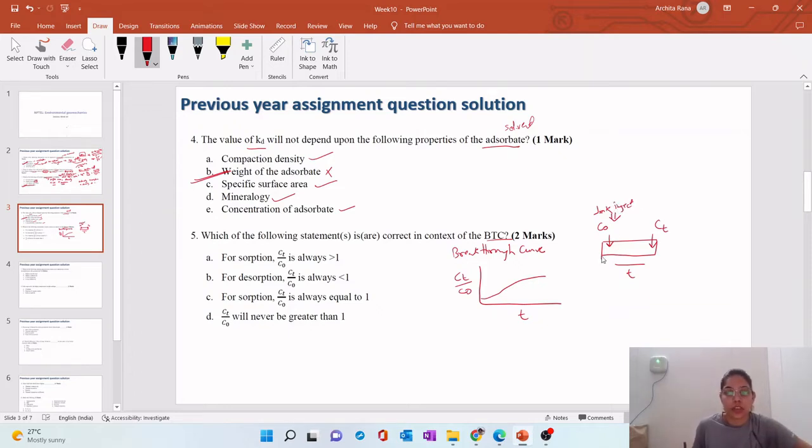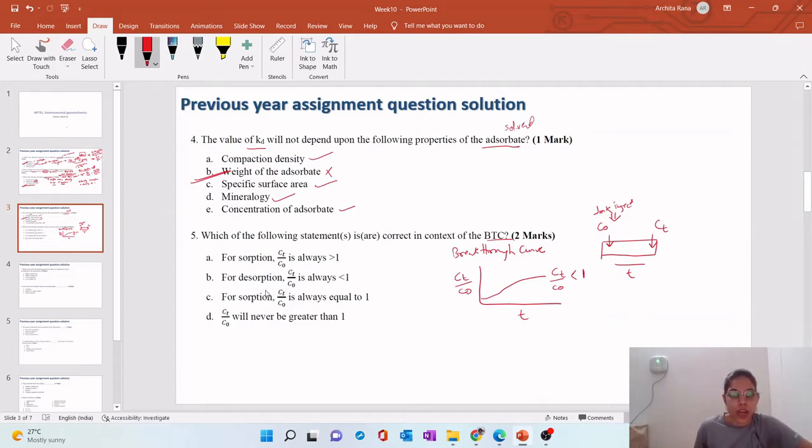Now if we plot Ct by C naught, which is the final concentration upon initial concentration, with time, we see a breakthrough curve. And here Ct by C naught always has to be less than 1. Okay, it can never go above 1.